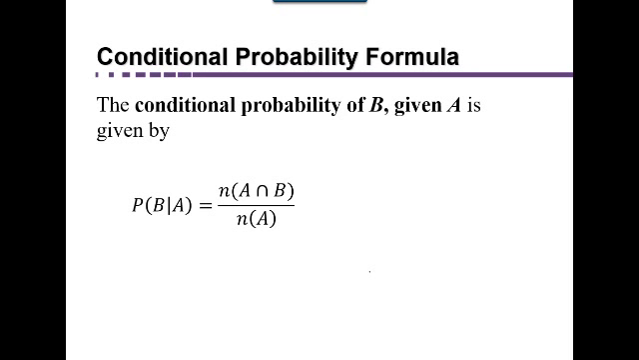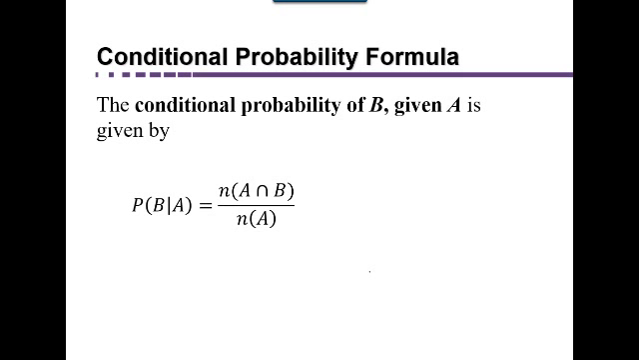Okay, so let's talk about the formula for conditional probability of B given A. The notation was P parenthesis B and then a line and then A. And so we have the probability of B given that A has occurred. And if you'll notice, since we know A has occurred, we can't consider anything outside of A.